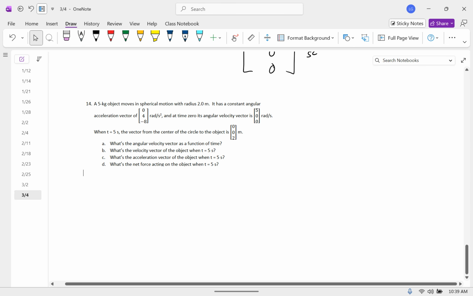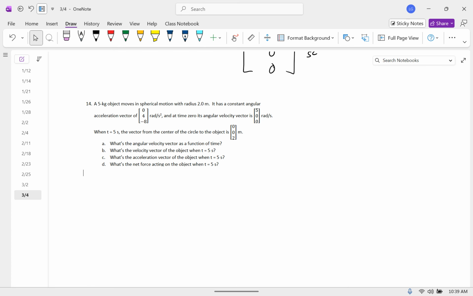So we've mostly been doing circular motion. We're mostly going to be doing stuff in the plane, so we're going to do a lot more circular motion than spherical motion. But this thing is moving in spherical motion. There's a radius of 2 meters. It has a constant angular acceleration vector.